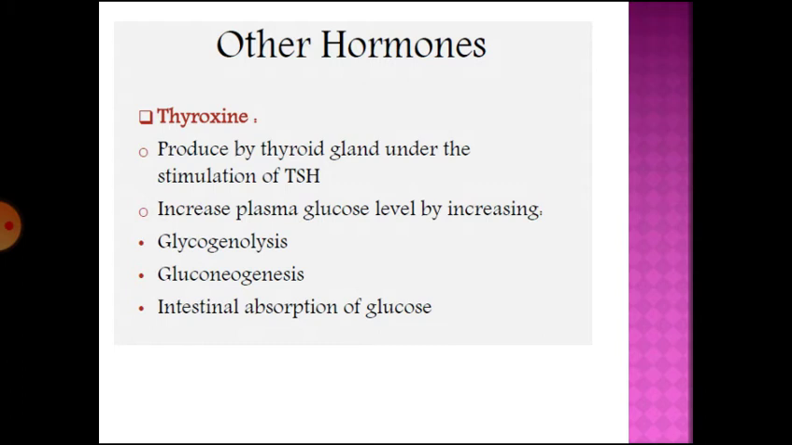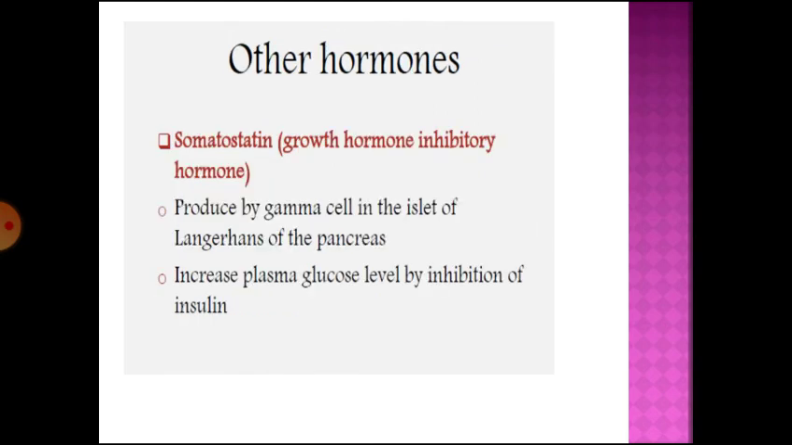Thyroxine is produced by the thyroid gland under the stimulation of TSH, thyroid stimulating hormone. It increases plasma glucose level by increasing glycogenolysis, gluconeogenesis, and intestinal absorption of glucose. Somatostatin, the growth hormone inhibitory hormone, is produced by the delta cells of the islets of the pancreas, and increases plasma glucose level by inhibiting insulin.